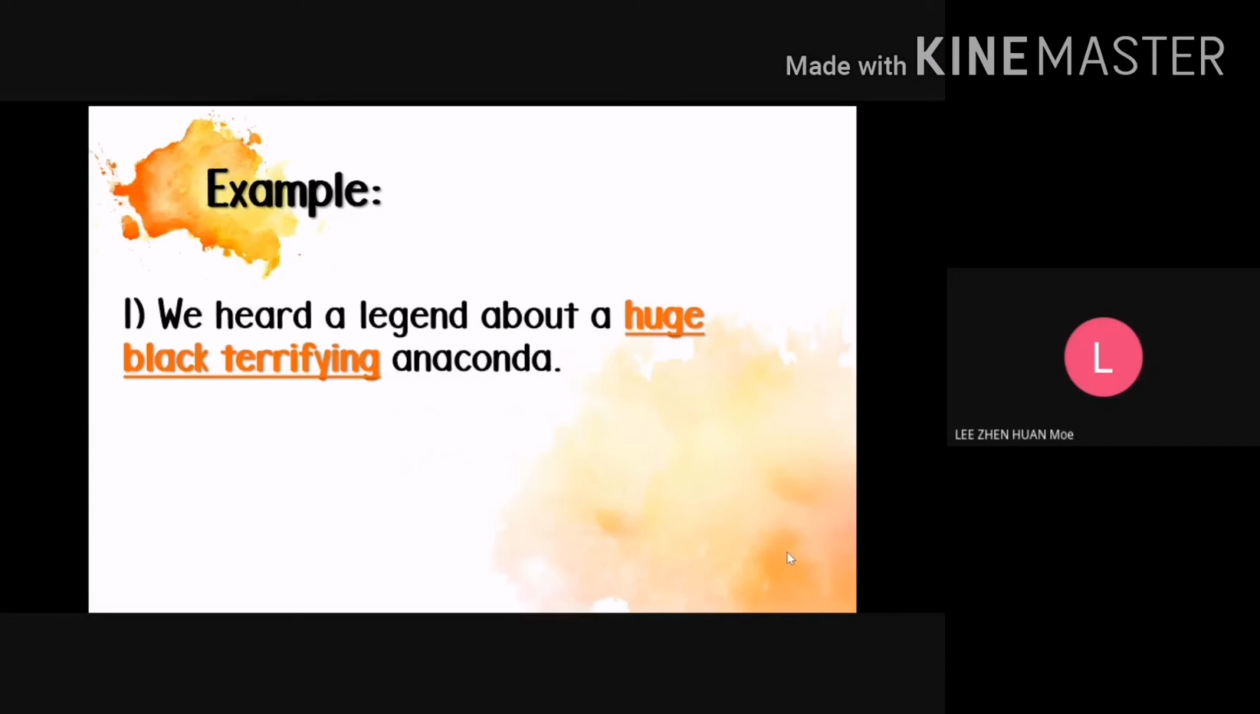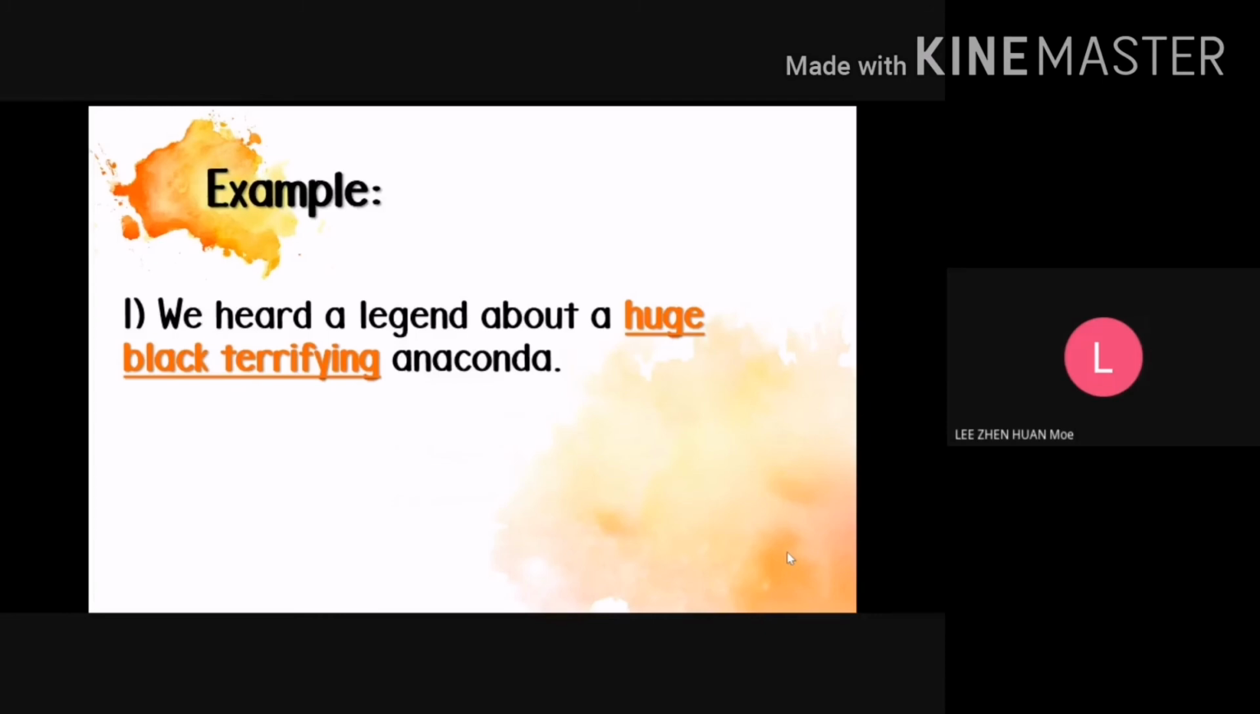we look at the example. This example is taken from your textbook. Okay, the sentence go like this. We heard a legend about a huge black terrifying anaconda. Okay, so do you think that the order of this adjective is correct? No, it is not correct because as what you learned before that, it must arrange in order, right? But now we look at the word one by one here.